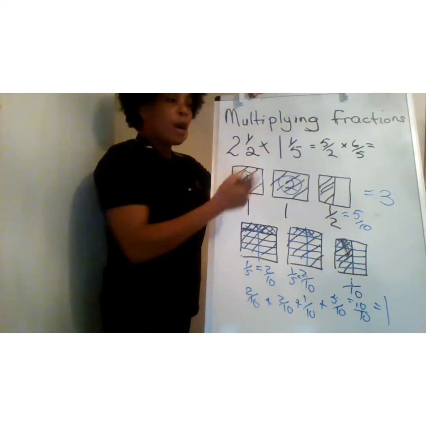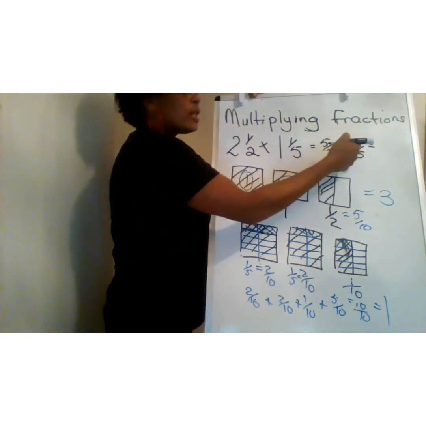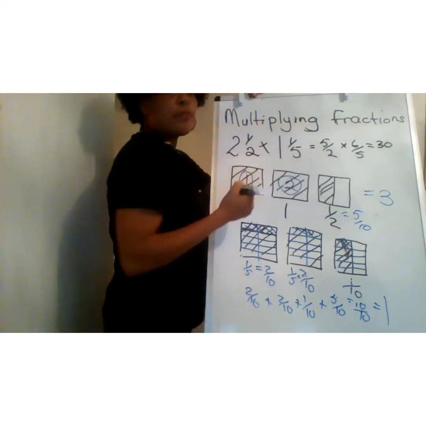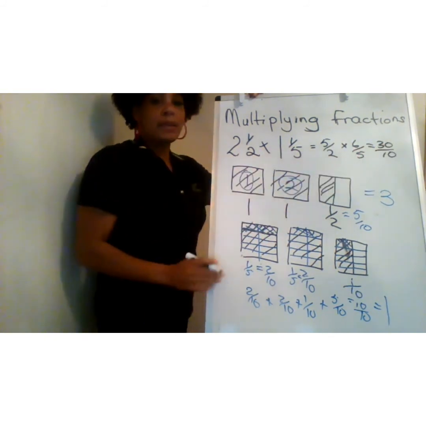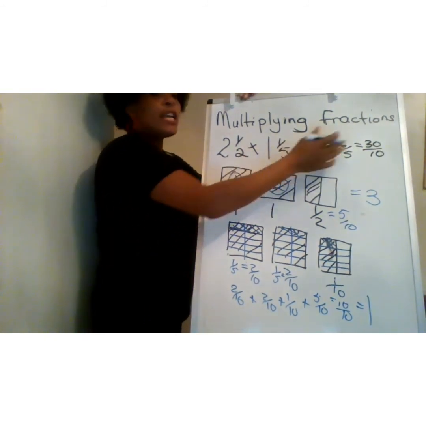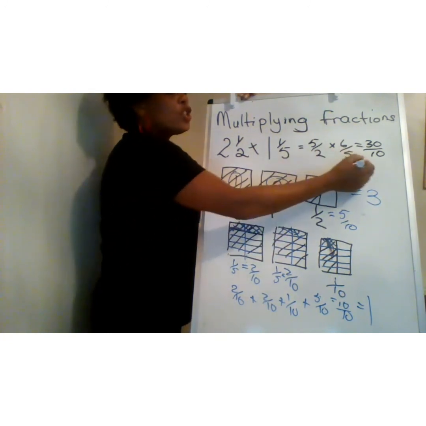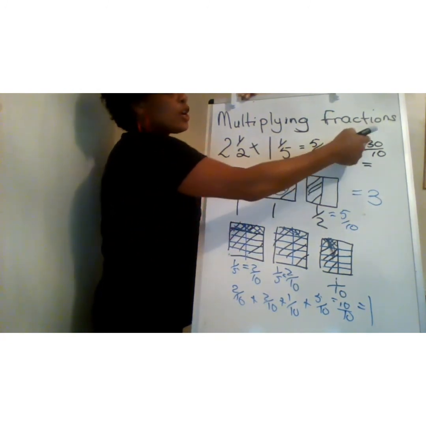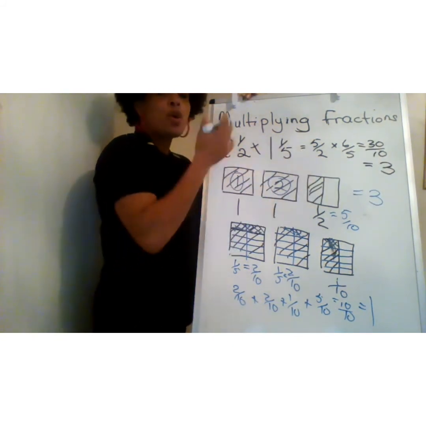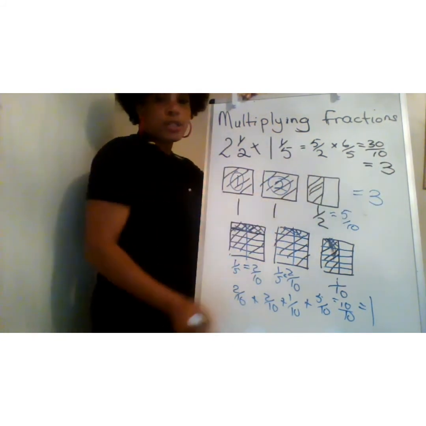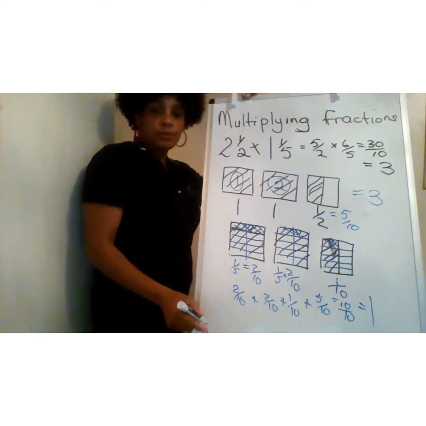Now you multiply the numerator by the numerator. 6 times 5 is 30. The denominator by the denominator, 5 times 2 is 10. Here we have an improper fraction. We can change that improper fraction because 30 divided by 10 is 3. Nothing is left over. We only get a whole number of 3. So we got back our same answer there, which is 3.